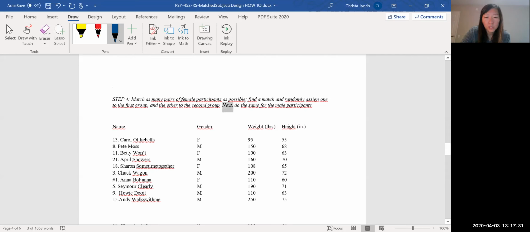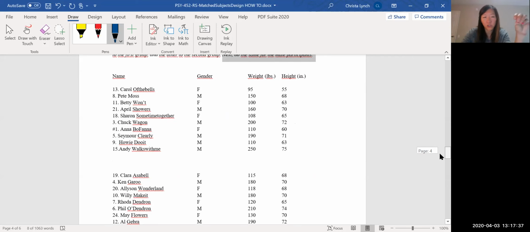So this was the outcome of it. Next, do the same for the male participants. I showed you the actual matching part. So we have two females, and one female is going to go in this group, one's going to go in this group. Let's go to the next pair of females. This female is going to go to group one, this female is going to go to group 2. So now we have it shuffled again.